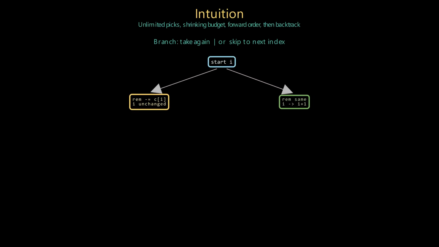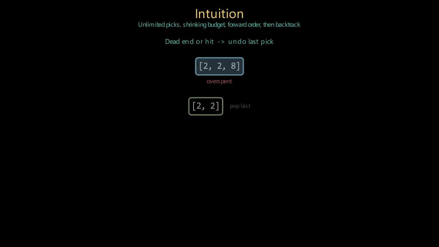Each step forks: take this candidate again, so the remainder drops but the start index stays, or skip this value from here on by advancing the start index while the remainder stays for that skip. Search pushes until a hit or overspend, then undoes the last pick and tries the next option. That backtrack is what walks every valid combination.